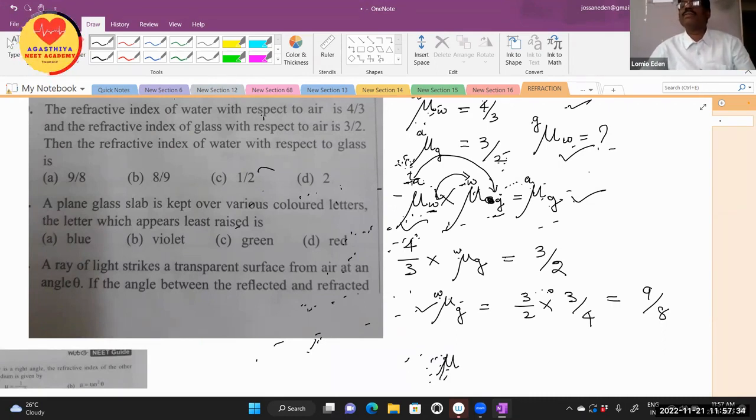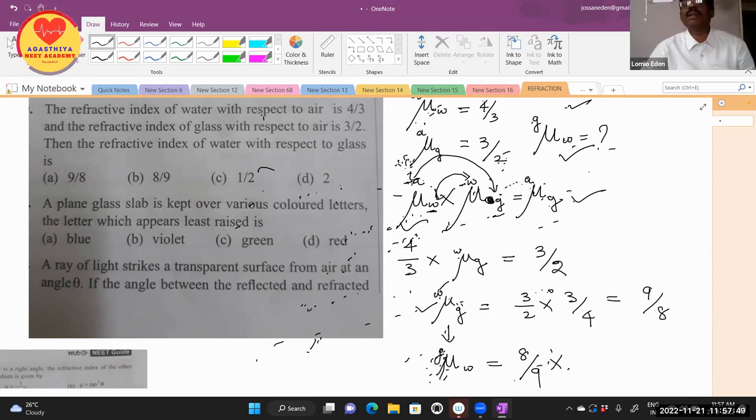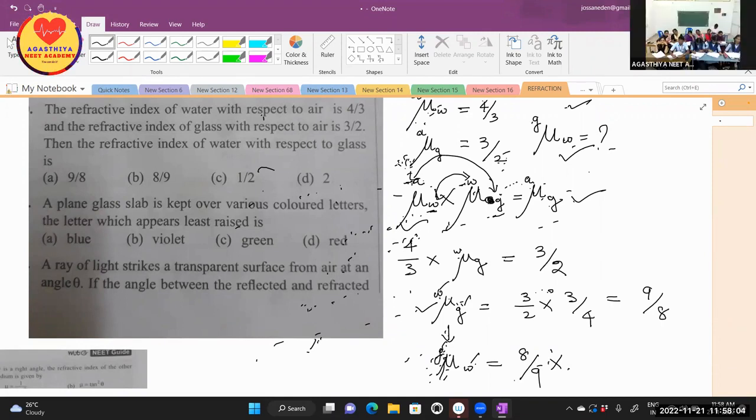Therefore, to find out the water with respect to glass, take the reciprocal. See, it comes in reverse like this. Here water is on top and glass is below; we swap them, glass to water. So if you take the reciprocal, you will get the answer. The answer is 8/9, option B. Understand? Yes, sir. Okay.